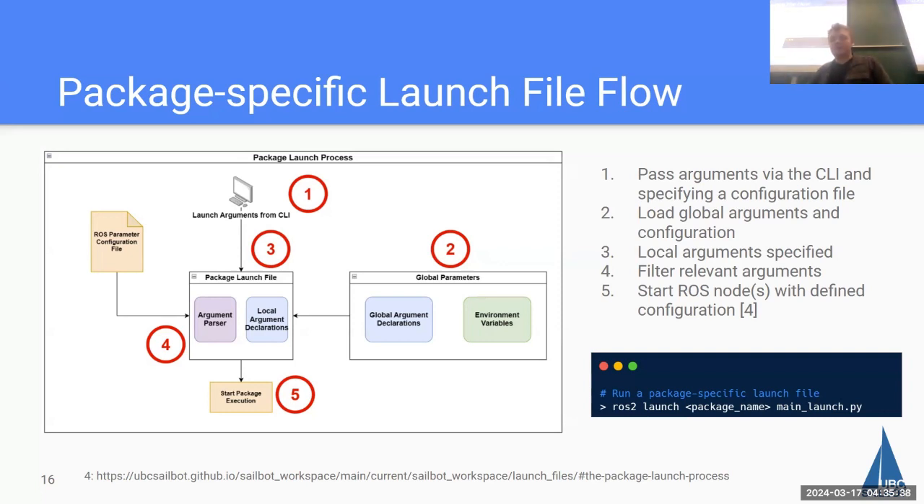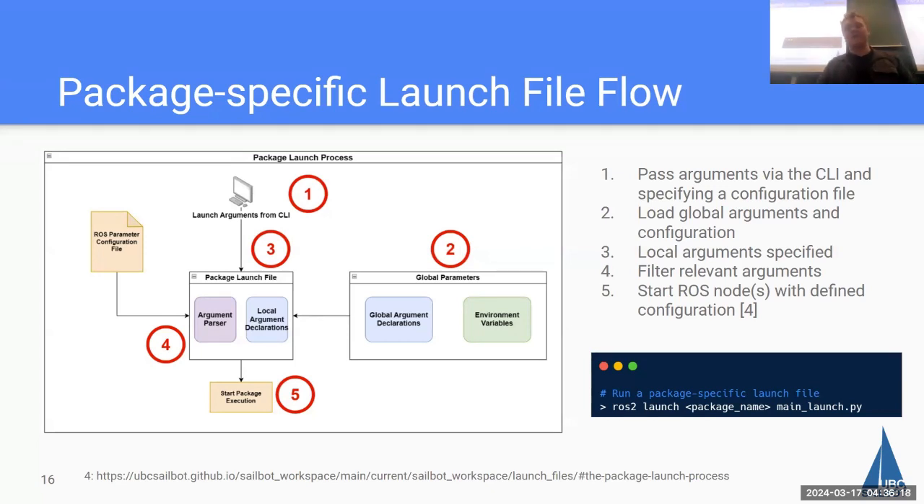And how you run a package-specific launch file, there's a command for that. It's ros2 launch. You give it the package name, and then we follow the convention where we name all of our launch files main_launch.py. But I'm pretty sure you can name it whatever you want as long as it ends in _launch.py, because of how the build process works in ROS. It searches for launch files using a glob expression, and if a name ends in _launch.py, it's a launch file. So, fun fact.